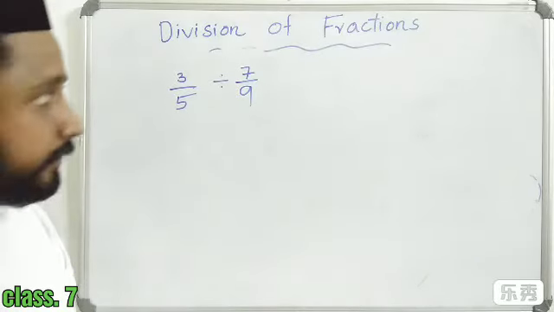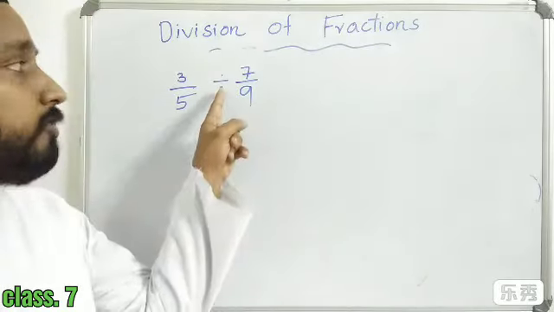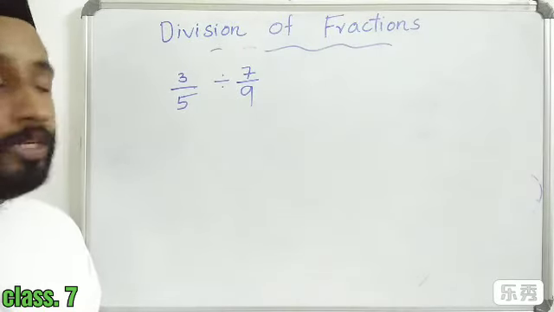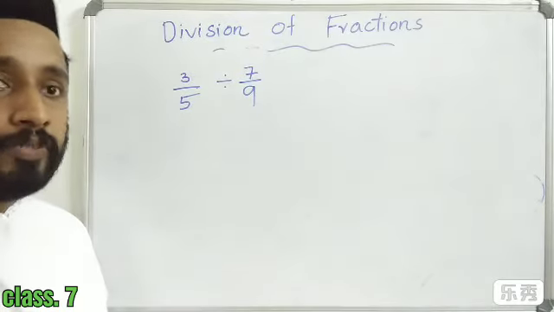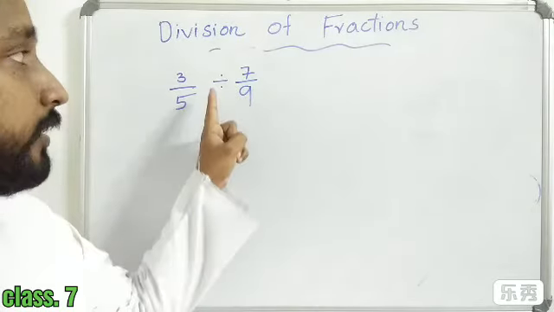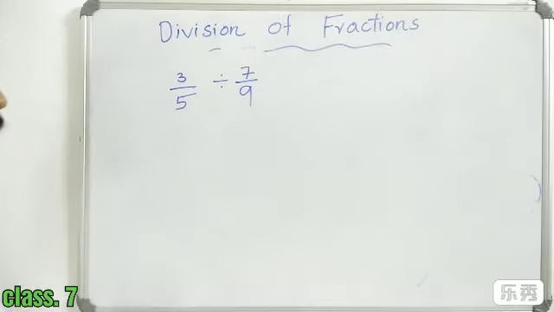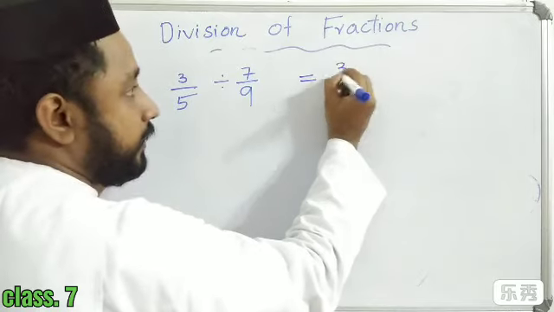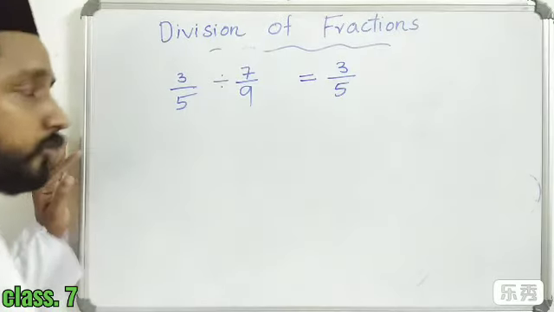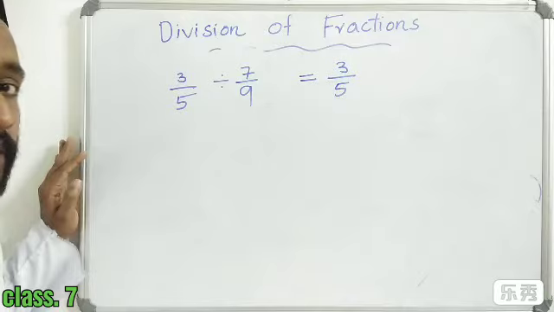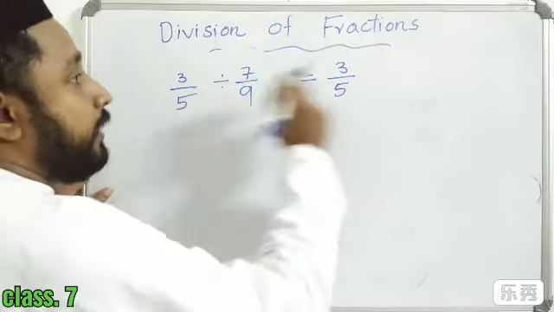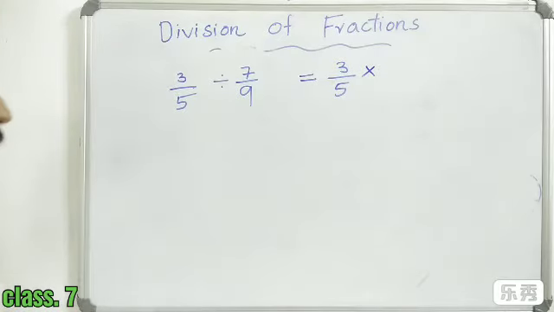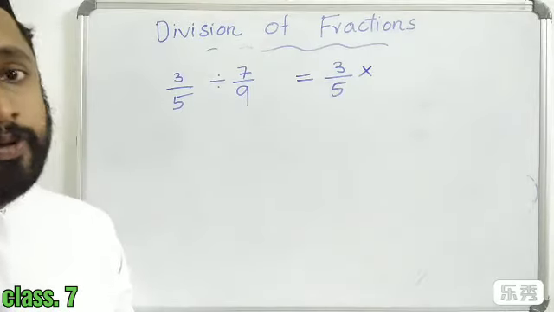The rule is that we change this division into multiplication. We know how to multiply two fractions. The first fraction is 3 by 5. Instead of division, I write multiplication. So 3 by 5 into the next fraction, 7 by 9.